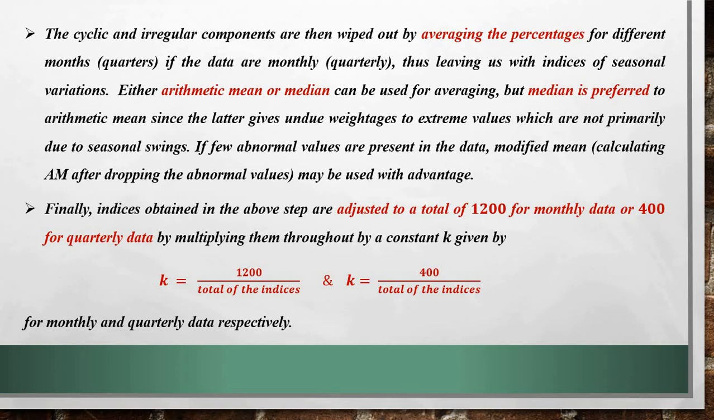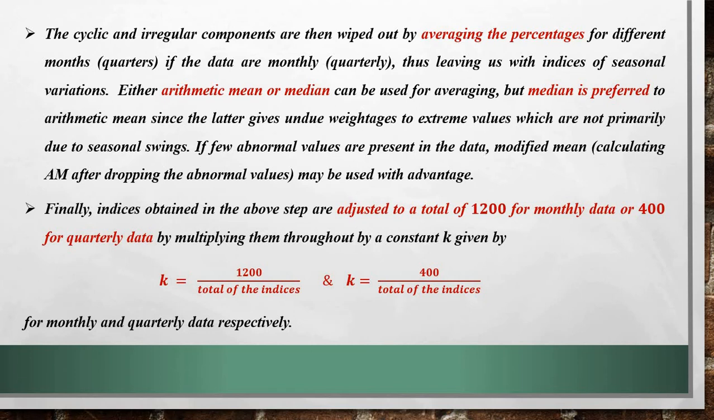Either arithmetic mean or median can be used for averaging, but median is preferred to arithmetic mean since the latter gives undue weightage to extreme values which are not primarily due to seasonal swings. If few abnormal values are present in the data, then modified mean, calculating arithmetic mean after dropping the abnormal values, may be used with advantage.